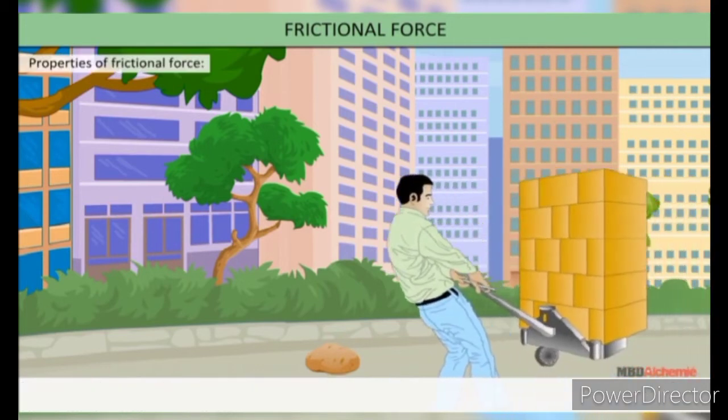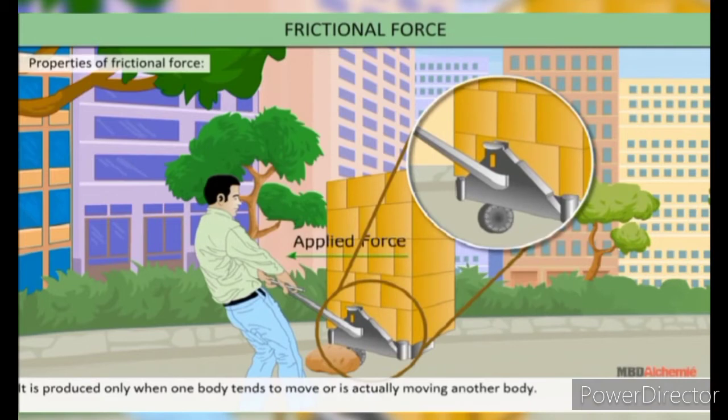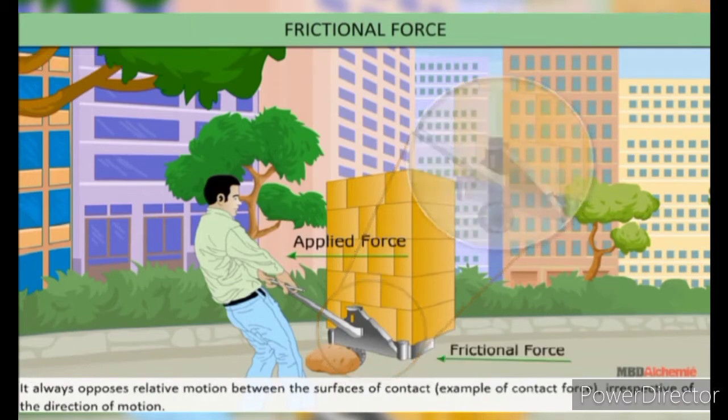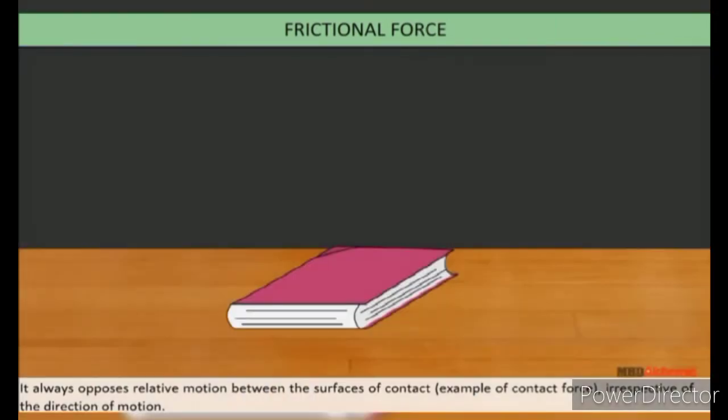Properties of frictional force. It is produced only when one body tends to move or is actually moving on another body. It always opposes relative motion between the surfaces of contact. Example of contact force, irrespective of the direction of the motion.